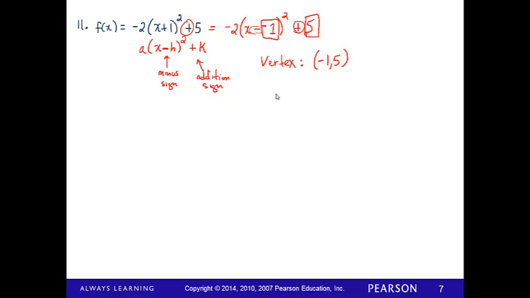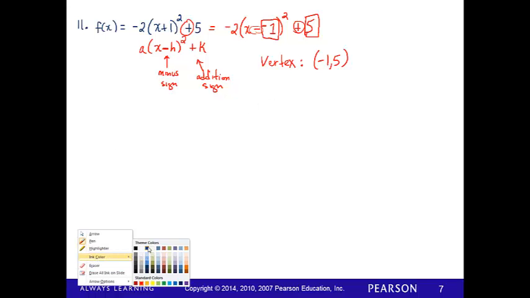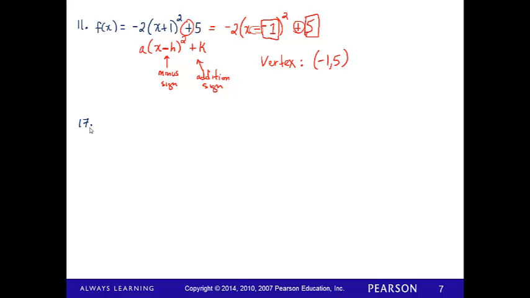All right, let's move on down to number 17. It says, use the vertex and the intercepts to sketch the graph of each quadratic function. Give the equation of the parabola's axis of symmetry. Use the graph to determine the function's domain and range. So this time we have f of x equal to (x - 4) squared minus 1.